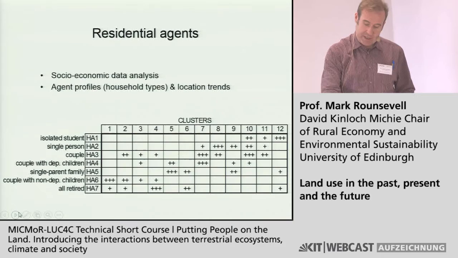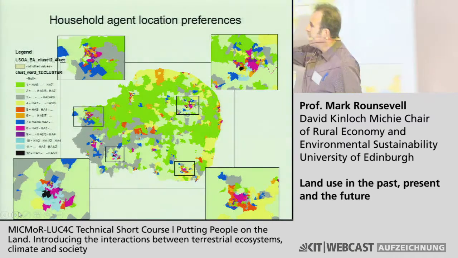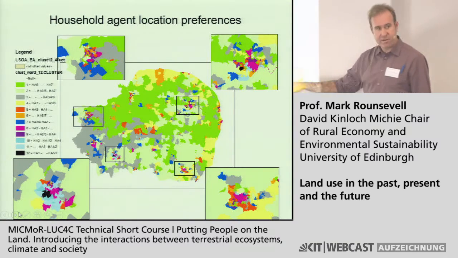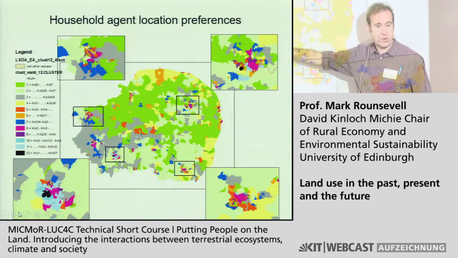Couples, we've got 7 and 10. Should we have a look at couples? 7 and 10, so it's dark blue and light blue. Again, you see it's a bit suburban around the edges of the city, but also quite a bit of blue in the rural areas as well.